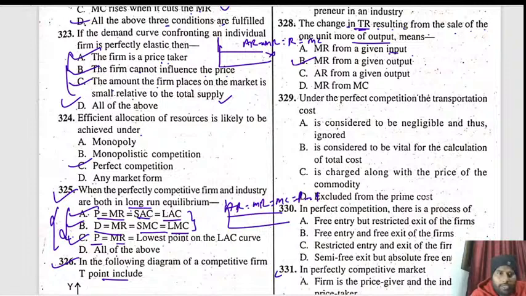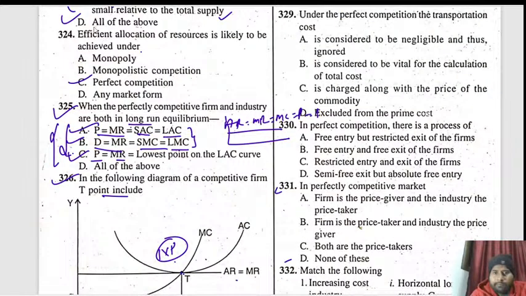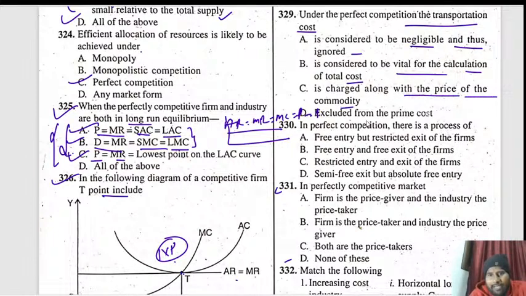Moving ahead, question number 3 to 9. Under perfect competition, the transportation cost is considered to be negligible and thus ignored; is considered to be vital for calculation of total cost; it is charged along with the price of the commodity; excluded from prime cost. So we have already seen it would be considered to be negligible, because I have never seen transportation cost in perfect competition. 3 to 9 it will be A.